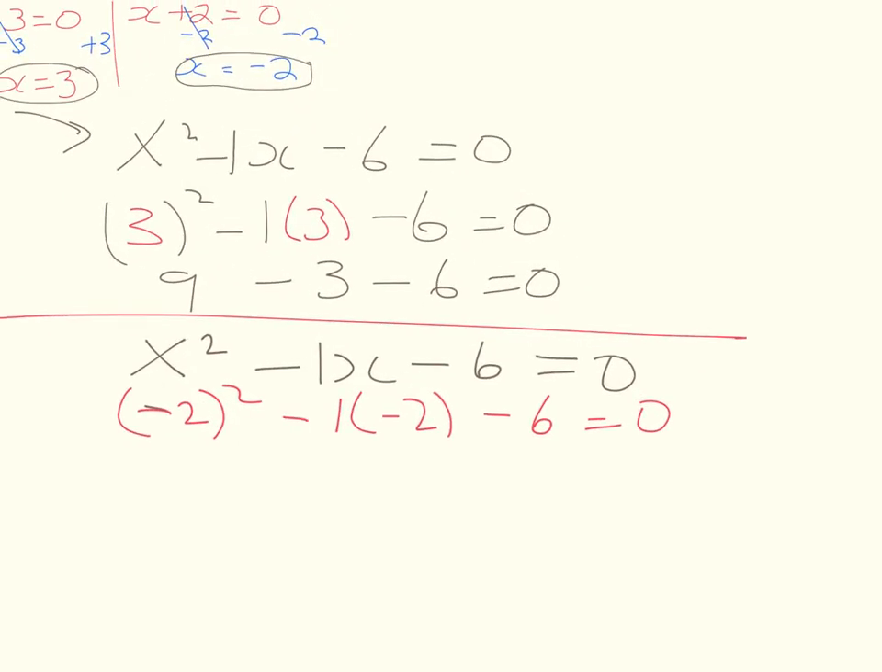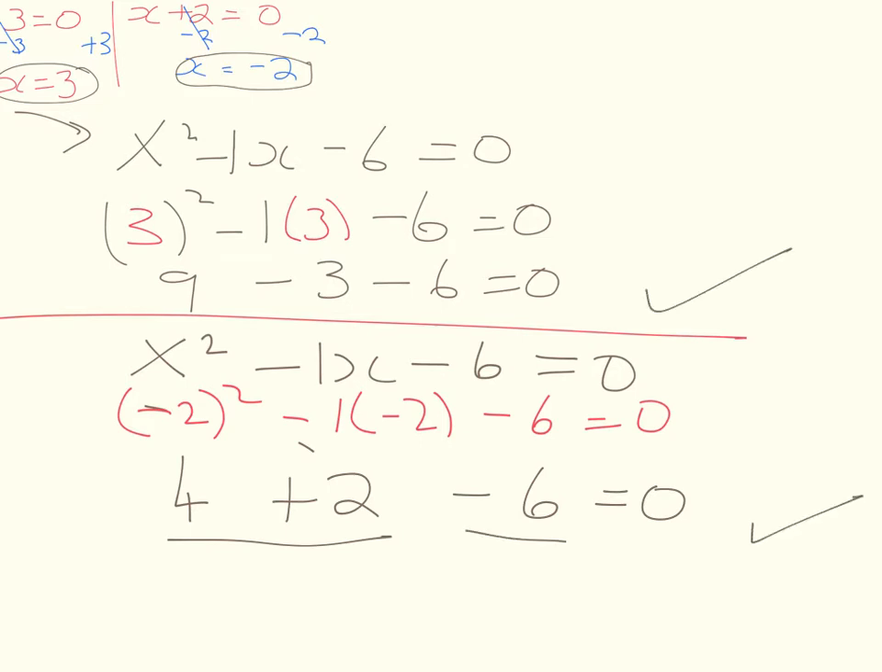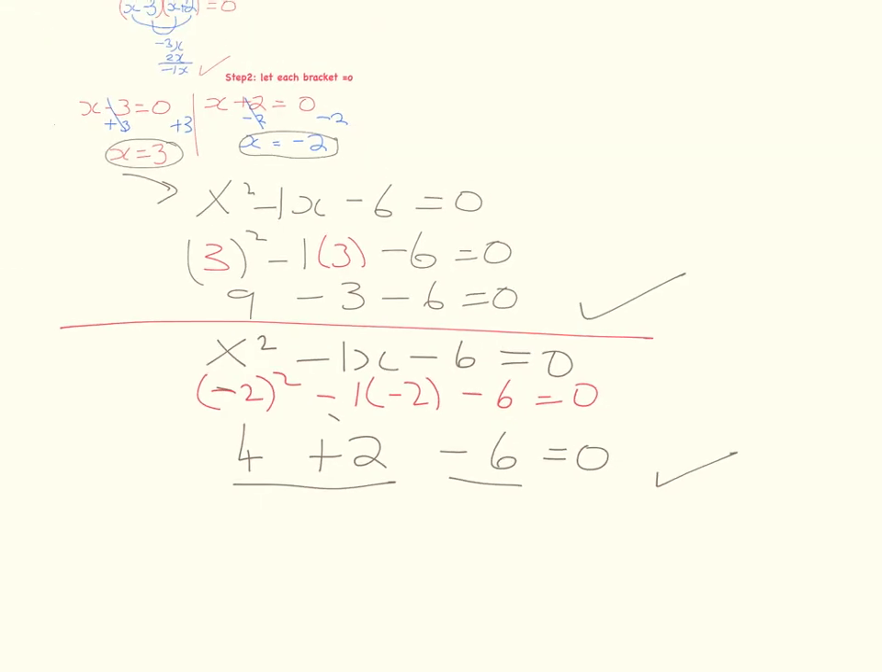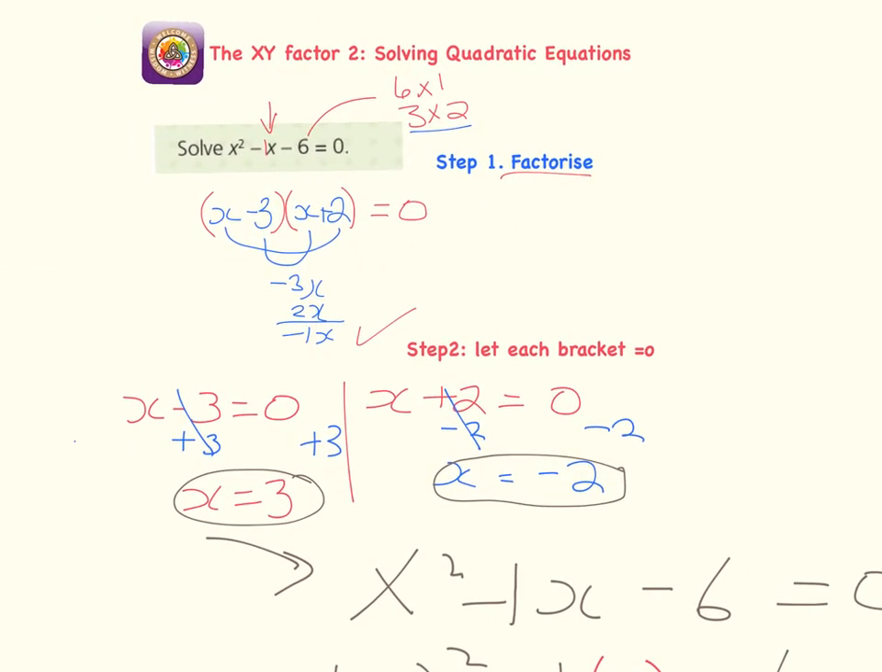And minus 2 squared is going to give me 4, and minus by minus gives me a plus, so I'm going to have plus 2, and then I have minus 6. Does that give me 0? It does. 4 plus 2 is 6, minus 6 gives me 0. So that's just a way to check your answers. If they ask you to check, then this is how you do it. You do it through substitution. If you're not asked to check, though, you can just assume that these are your answers here.